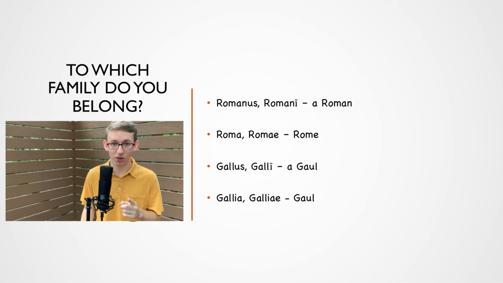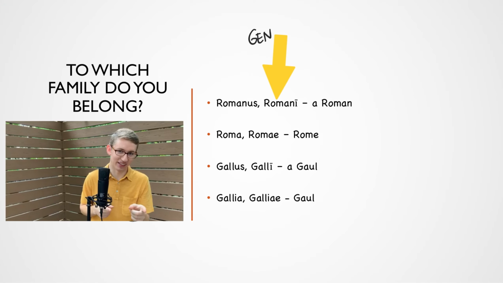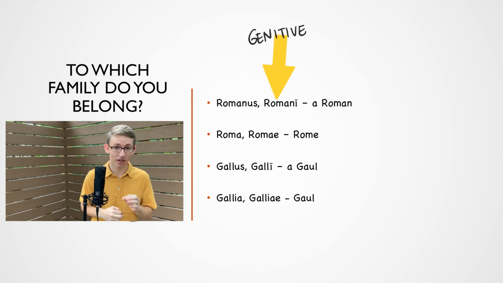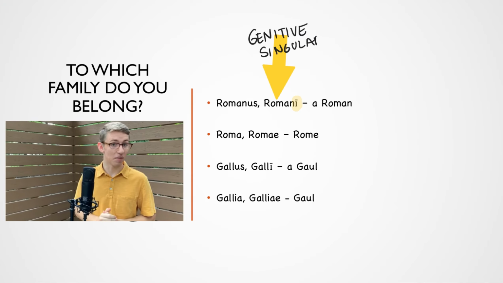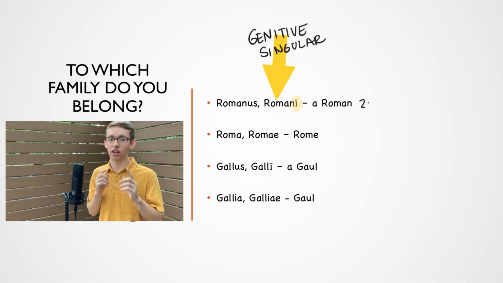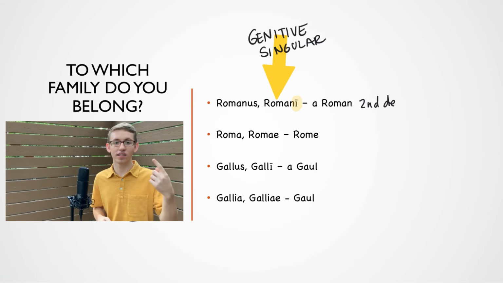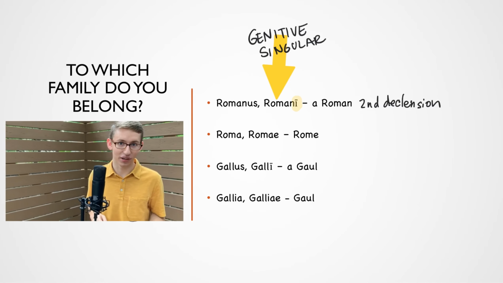Now, what do we do? We look to the genitive singular. And we see in this one that Romani, right? That I with the line over it. What does that mean? Well, that means that this noun belongs to the second declension. So, if you were to decline this noun, you would put all the second declension endings on it, none of the first declension endings. That makes things easier for us.